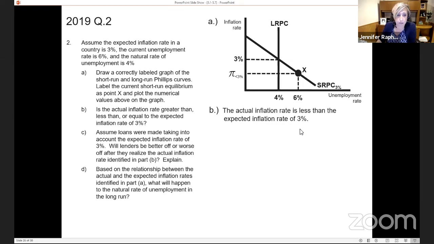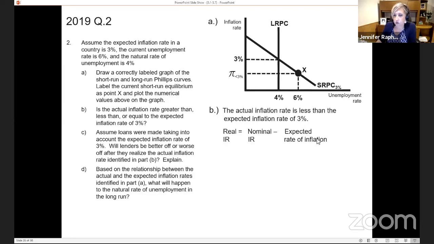Okay, part C asks us to assume that loans were made taking into account the expected inflation rate of 3%, and we have to determine if lenders will be better off or worse off after they realize the actual inflation rate identified in part B, and then we have to explain our answer. So let's use our Fisher equation again. The real interest rate equals the nominal interest rate minus the expected rate of inflation.